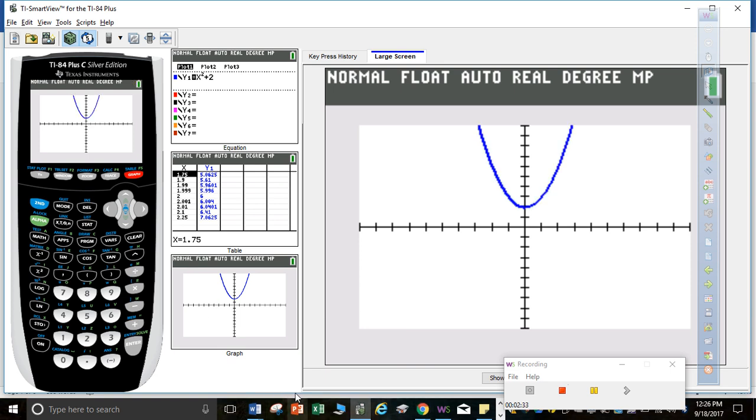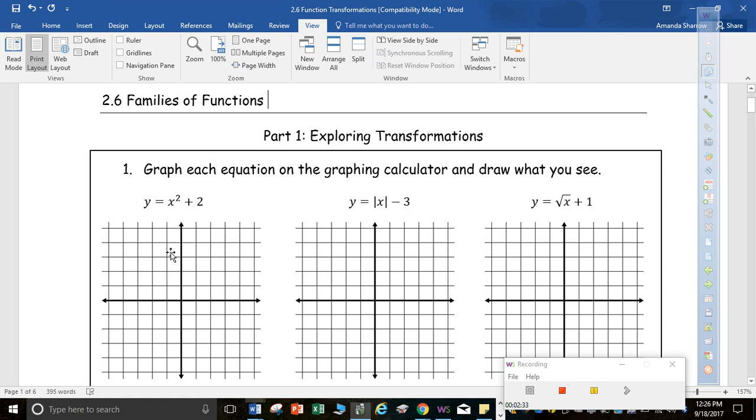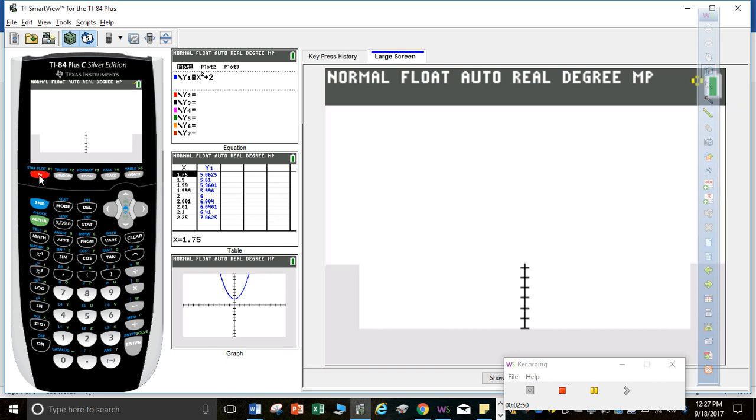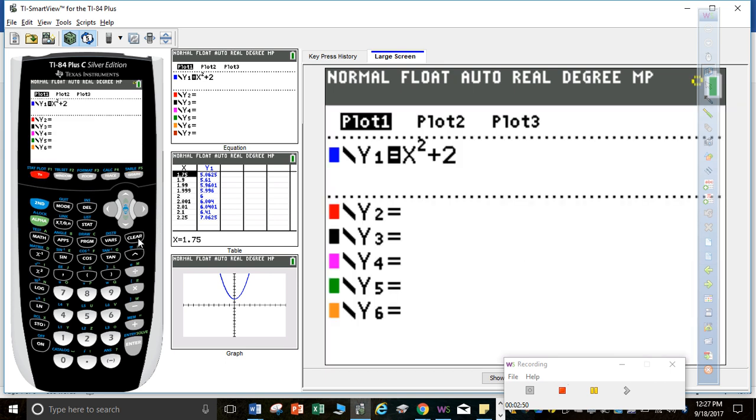So we're going to take that, and I'm going to have you draw what you see right here for that first graph. All right, now I want to talk you through how to do the next equation that's going to involve an absolute value. So I want to show you how to do that. So I'm going to go back to my calculator. So we'll go ahead and press y equals and press clear. So we're going to start this over.